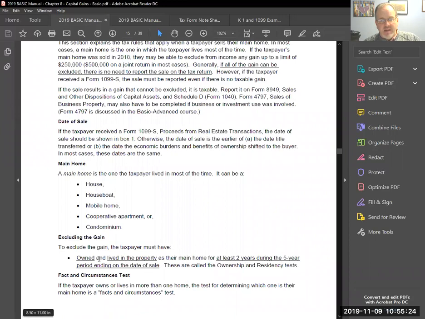Here's that excluding the gain. To exclude the gain, the taxpayer must have owned and lived in the property as their main home for at least 2 years during the 5-year period ending on the date of sale. So when I sell that, I go back 5 years to the day, and if I can show that I lived in there 2 or more full years, it doesn't have to be in order. It's not like it has to be 2 years back to back, it can add up to 2 years, but I can show that it was my primary residence where I owned and lived in it for those 2 years. I can exclude $250,000 as a single person, $500,000 as married filing joint.